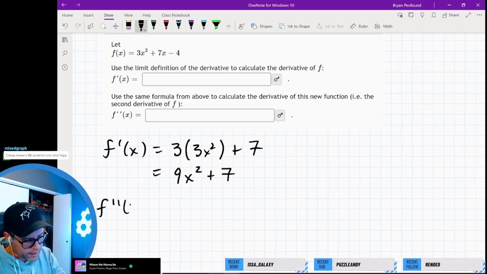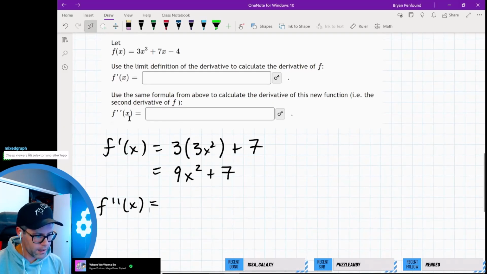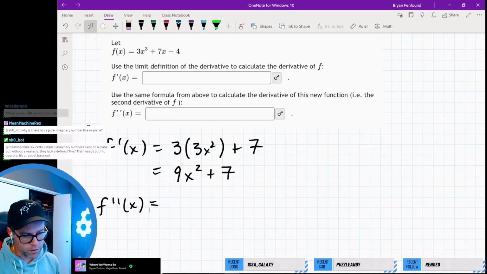If I want to find the second derivative, I just take the derivative of the derivative. And sometimes the second derivative has some kind of nice characteristics that we can use to help us think about the original function. That is simple.